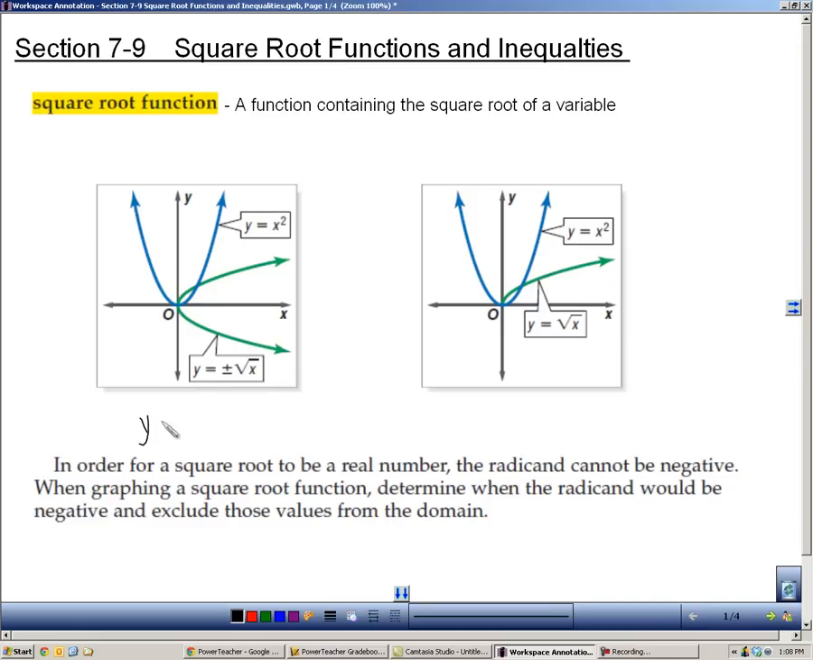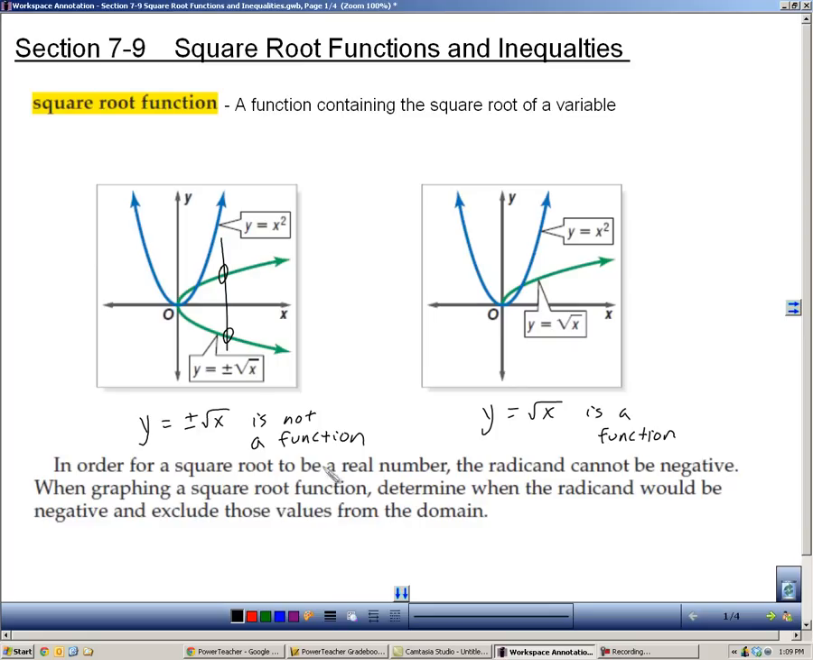Except y equals positive and negative square root of x is not a function. And the reason it's not is because it doesn't pass the vertical line test. I can put a vertical line there, and I can see that the positive and negative version is not a function. However, y equals the square root of x, that is a function, because as long as we stay positive, which is shown here in green, then we pass the vertical line test, and it is a function.